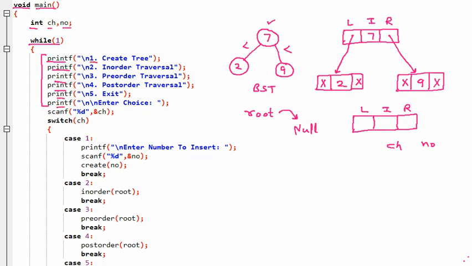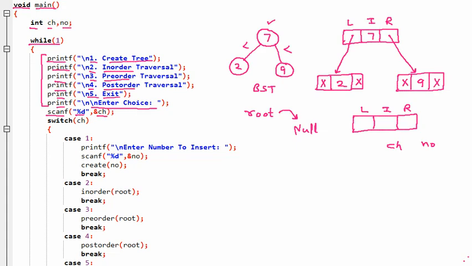Now 1 for create the tree, 2 for in order, 3 for pre-order, 4 for post order, 5 for exit. Now we are asking the user to enter their choice. Based on whichever choice the user enters, we can apply the case. So scanf %d means whatever the user is entering, we are going to scan it into the address of ch.